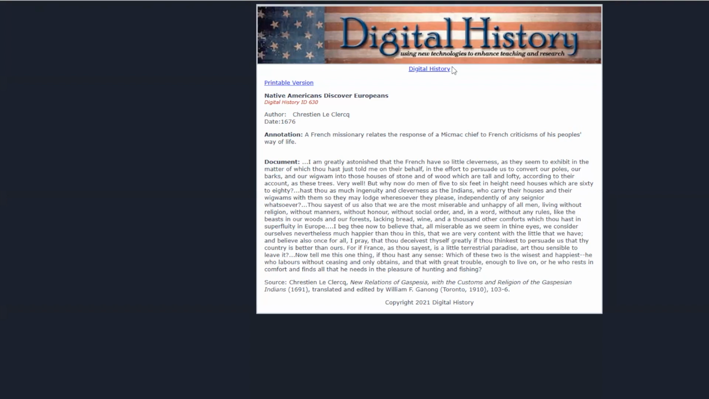As they seem to exhibit in the matter of which thou hast just told me on their behalf, in the effort to persuade us to convert our poles, our barks, and our wigwam into those houses of stone and of wood which are tall and lofty, according to their account, as these trees. Very well. But why now do men of 5 to 6 feet in height need houses which are 60 to 80? Hast thou as much ingenuity and cleverness as the Indians, who carry their houses and their wigwams with them, so that they may lodge wheresoever they please, independently of any seigneur whatsoever?